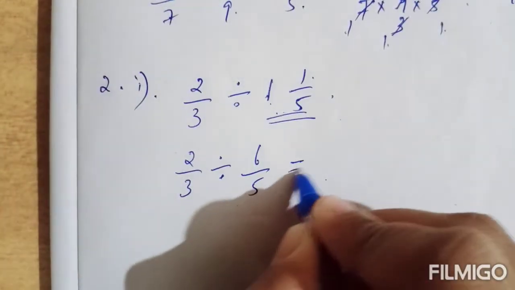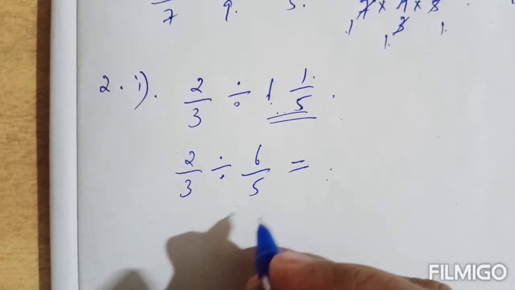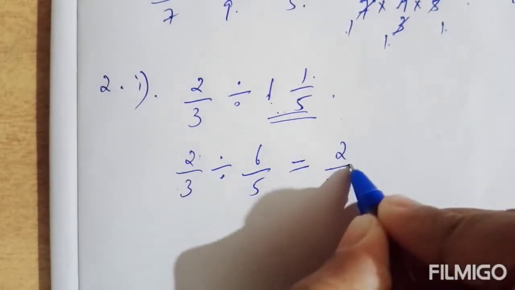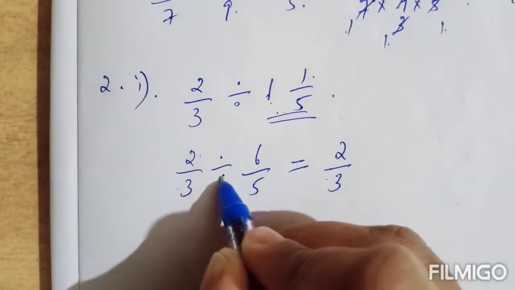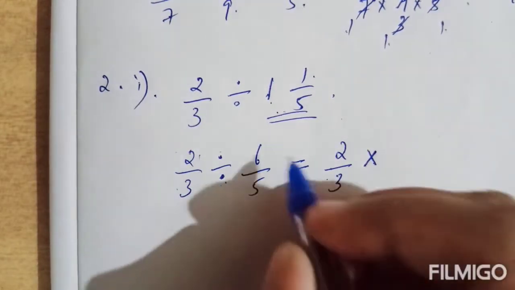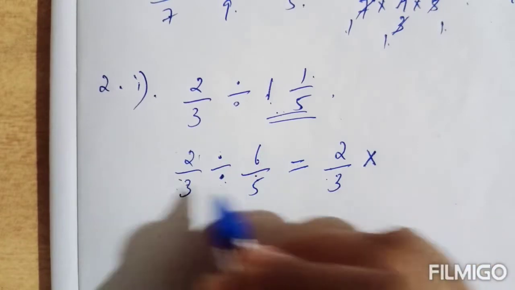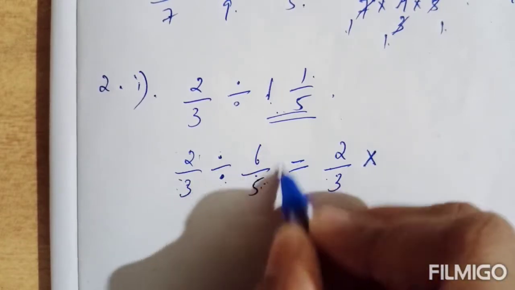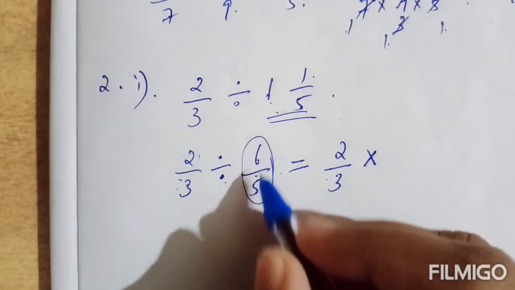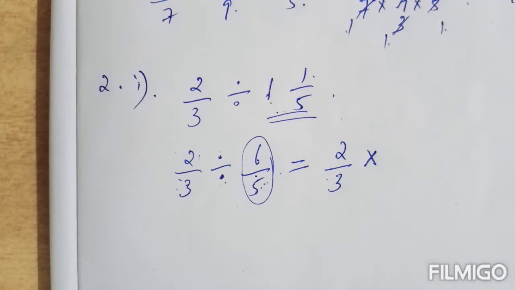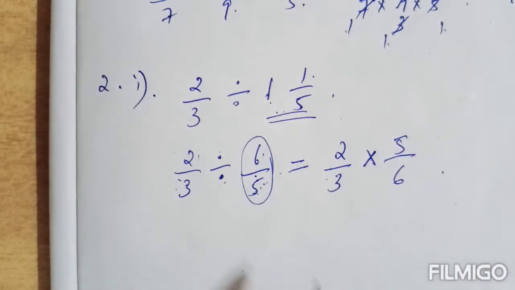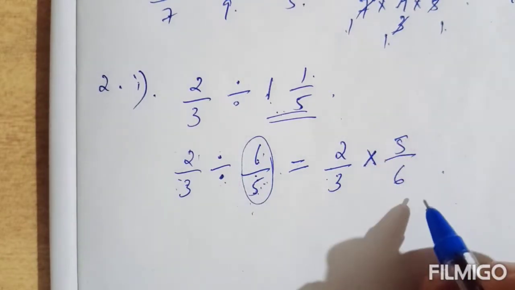Okay. Now in order to divide two fractions, write the first fraction as it is. 2 by 3 you can write 2 by 3 itself. Then this division sign, change that to multiplication sign. Next fraction, divisor. This is dividend and this is divisor. Take the reciprocal of the second fraction. You know what is reciprocal. Just interchange its numerator and denominator. Okay. So that will be 5 by 6. Reciprocal of 6 by 5 is 5 by 6.